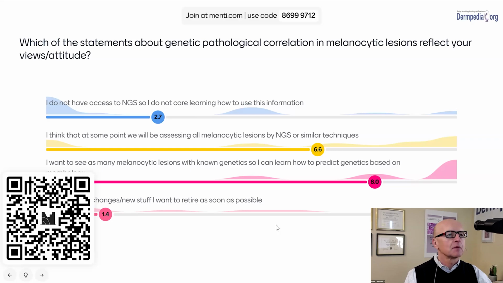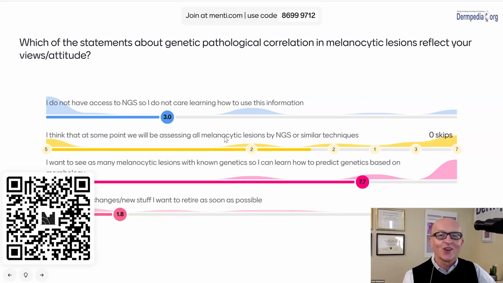It seems that many people want to see as many melanocytic lesions with no genetics and make predictions to some degree, though we will be assessing many lesions with NGS or similar techniques down the road. I'll tell you what my take is on these questions. I do have access to NGS, so I can't really answer the first question. And for me, it's easy.